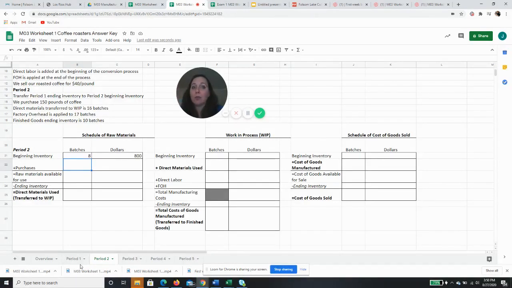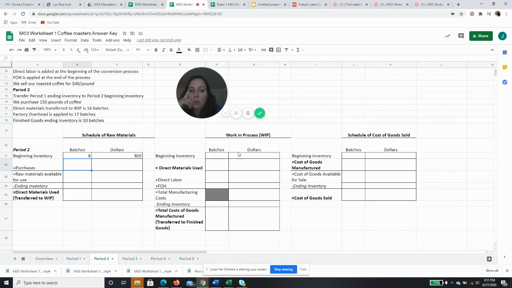WIP ending inventory becomes WIP beginning inventory. And finished goods ending inventory becomes finished goods beginning inventory. Do not get that switched up within the different processes, okay? The ending inventory becomes beginning inventory of the same part of the process.